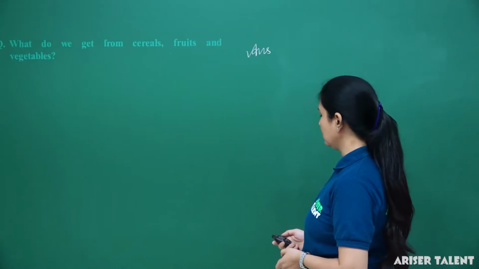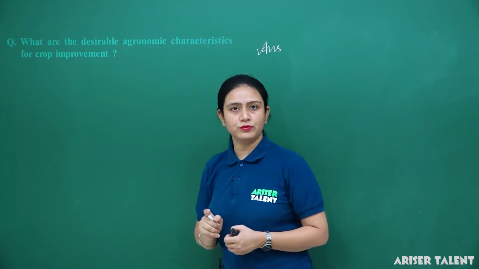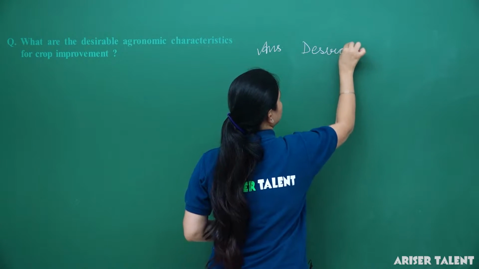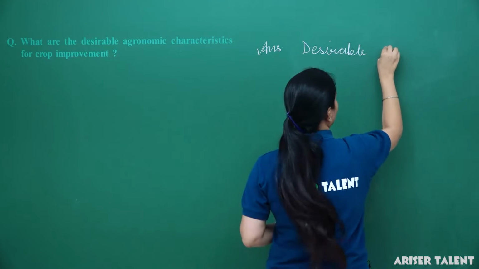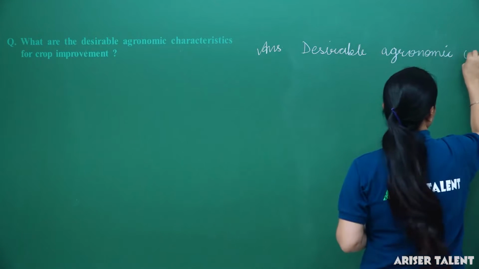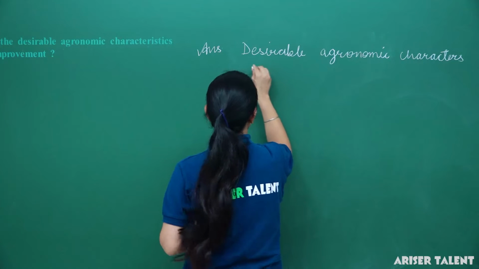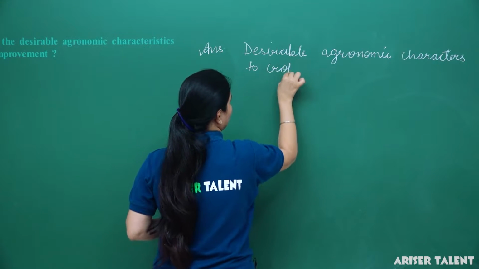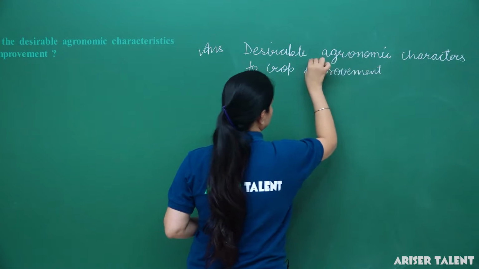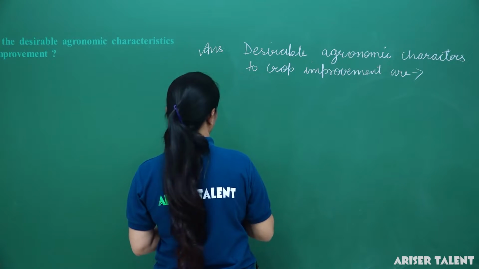Next is, what are the desirable agronomic characteristics for crop improvement? So, here we go with the answer that desirable agronomic characteristics for crop improvement are, what are they? Here we can mention.